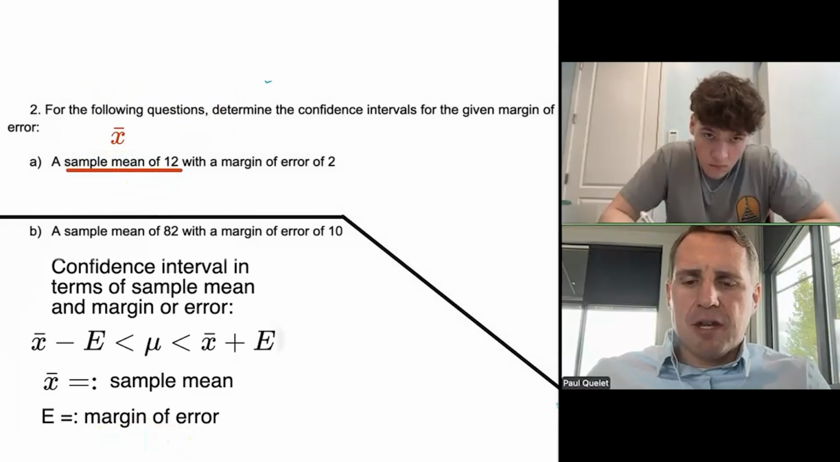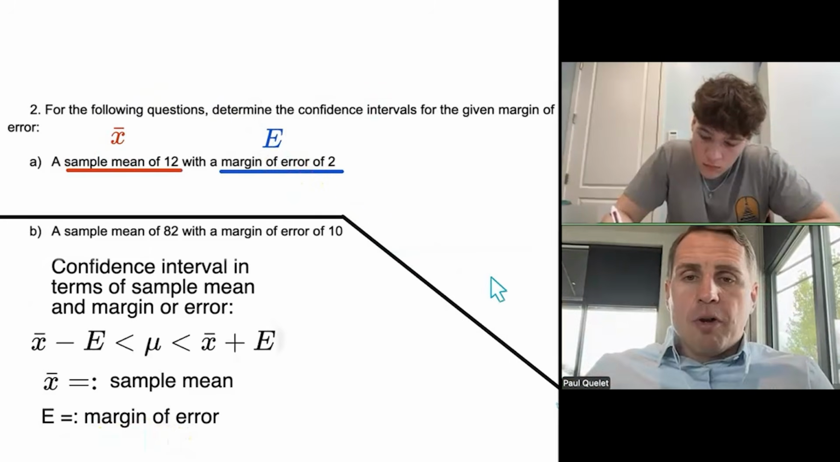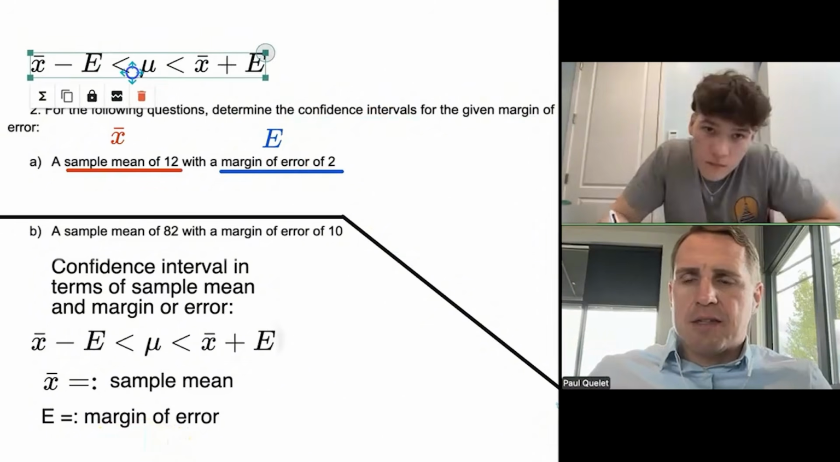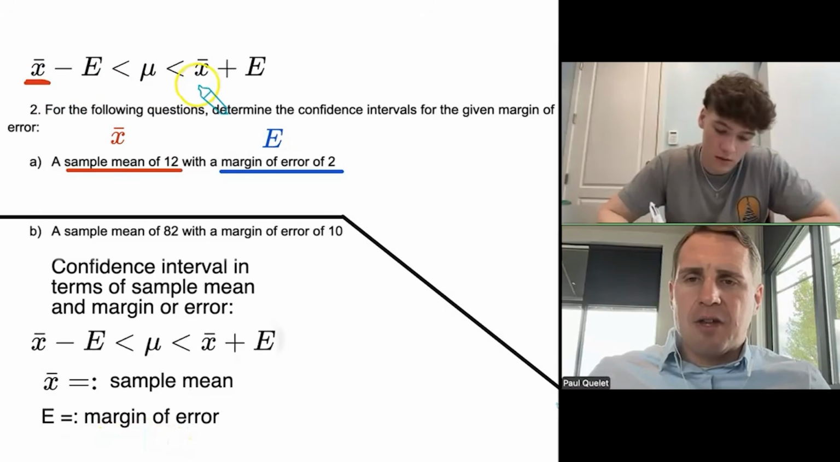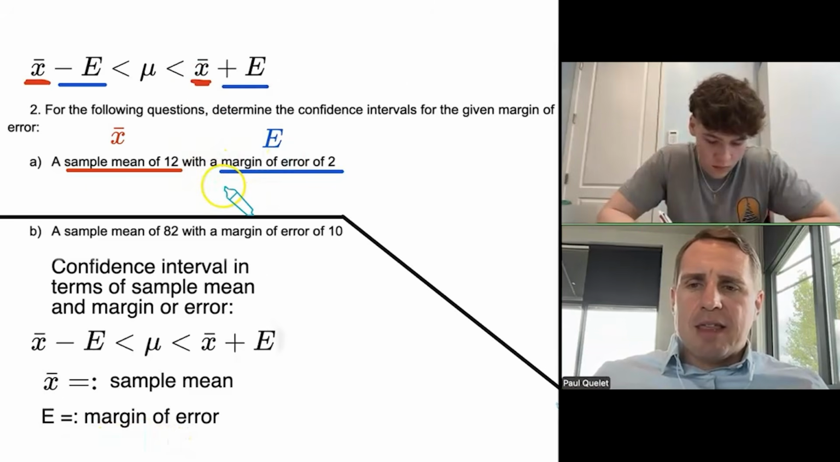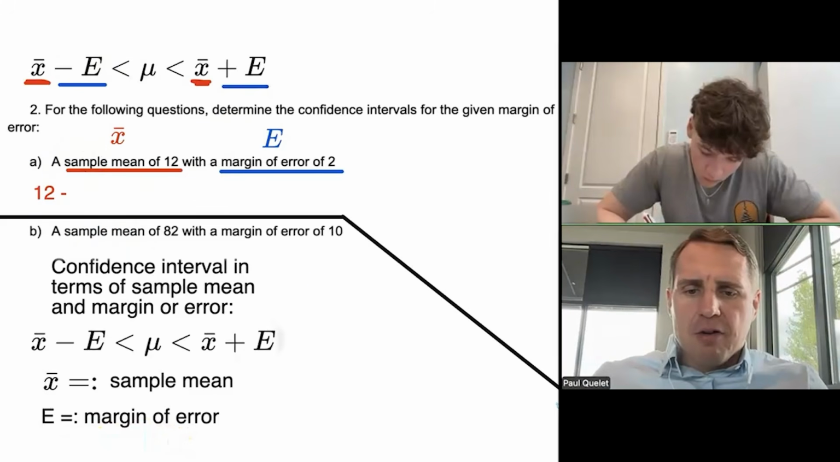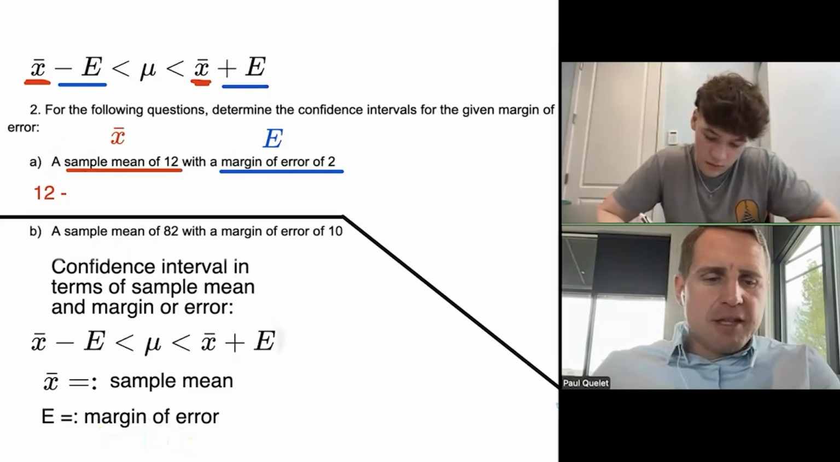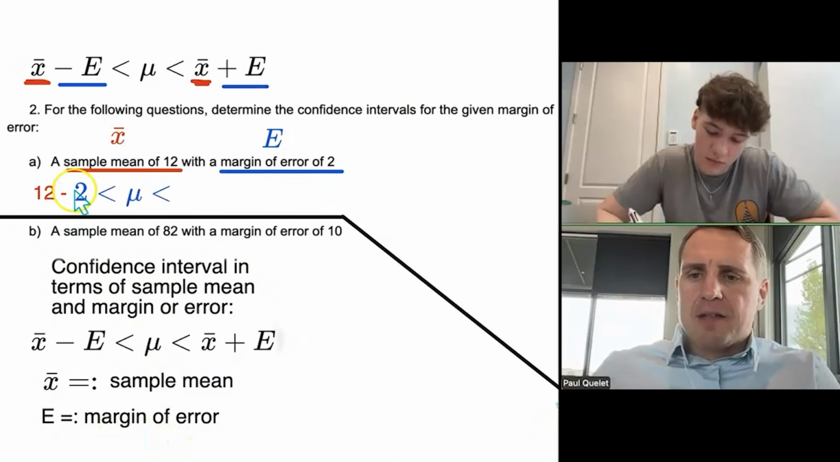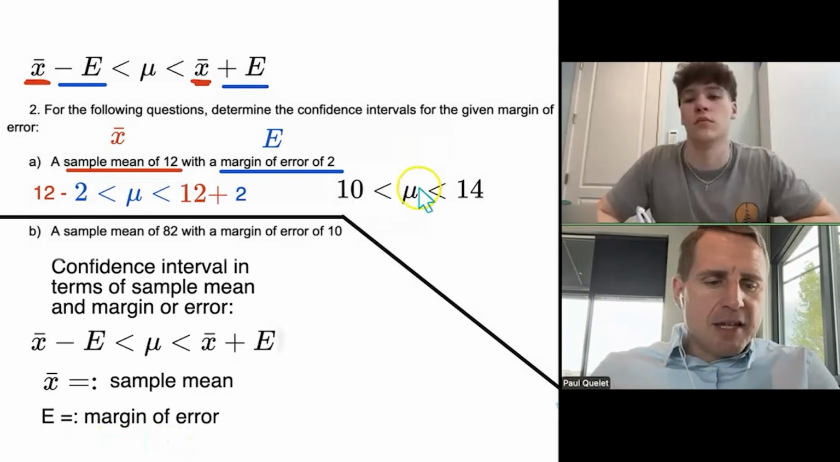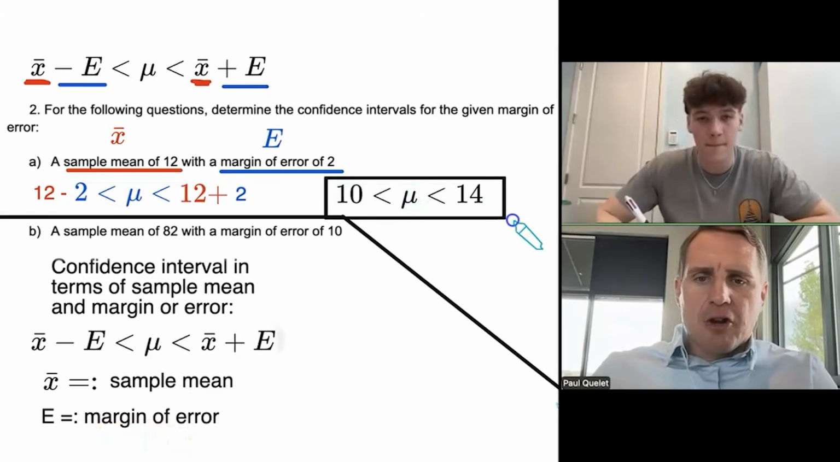So the sample mean is going to be x bar, then the margin of error is going to be capital E. The whole idea is we want to write down one of these confidence intervals, let's say for the mean. So it looks like this: x bar minus E on the left and x bar plus E on the right. Let's go ahead and get these numbers calculated. So I think it's going to be 12 minus the margin of error, which is 2, and then we're going to go less than mu, and then less than exactly 12 plus 2. 12 minus 2, of course, is 10, and then what is 12 plus 2? So it's 10 less than mu, less than 14, and that's our confidence interval.